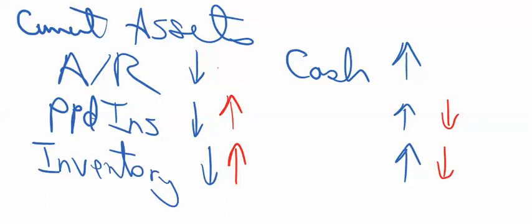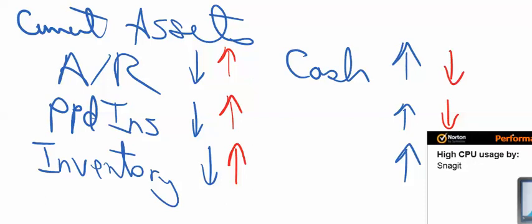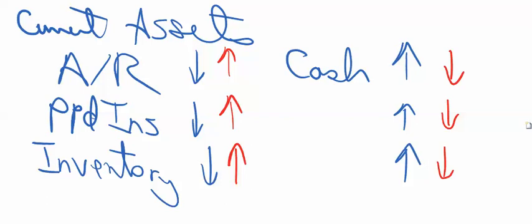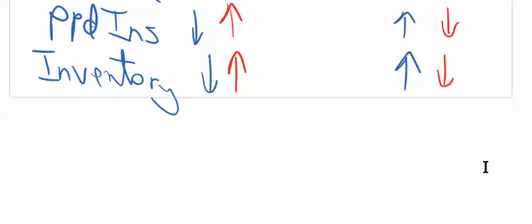Accounts receivable, same thing. As accounts receivable is going up, I'm going to have sales and so on, but I'm not collecting any cash, and so it has a decreasing effect. Let's continue this look, and we're going to look at current liabilities.